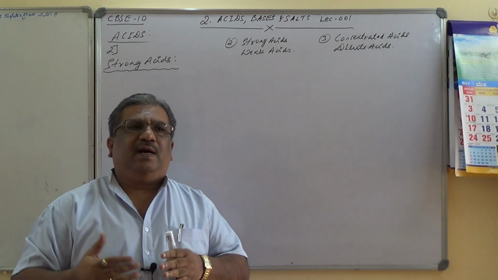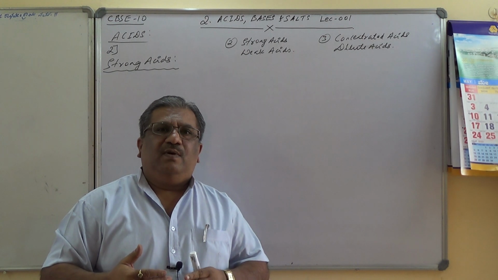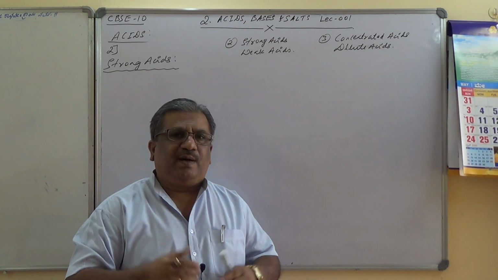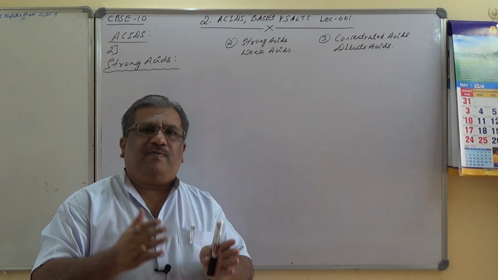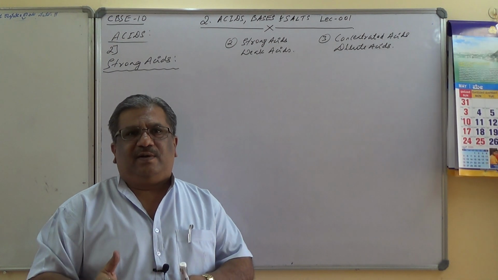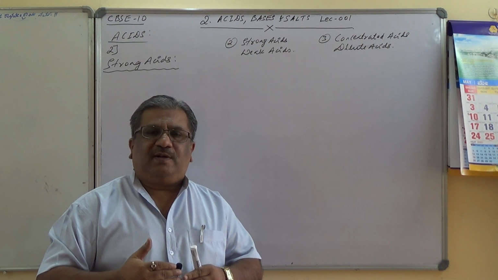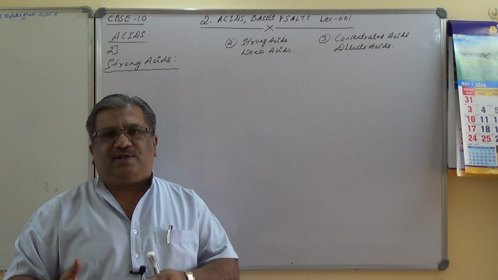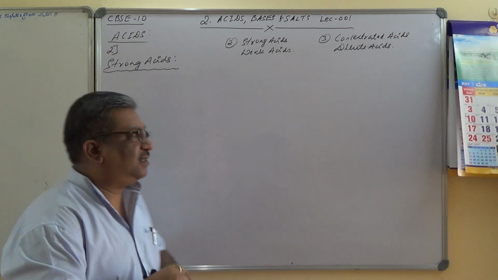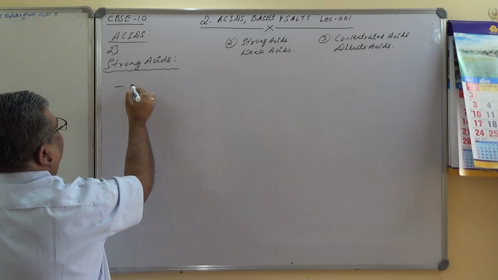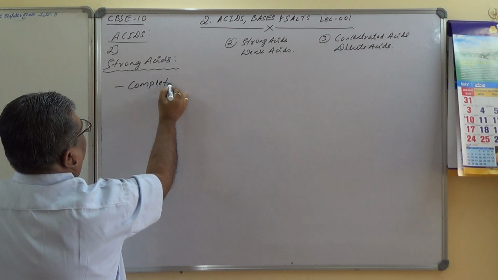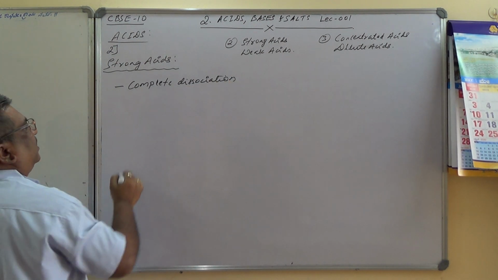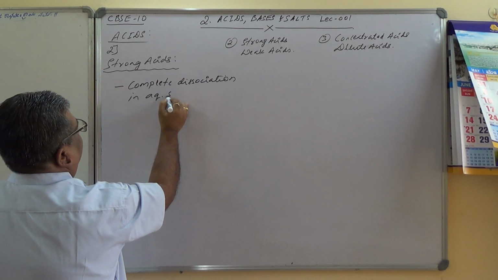Strong acids are the acids which undergo complete dissociation into ions. What I mean by complete dissociation is splitting up into ions whenever they come in contact with water as a solvent. Therefore, we say the substances which undergo complete dissociation in aqueous solutions are called strong acids. So, strong acids means they undergo complete dissociation in aqueous solutions.